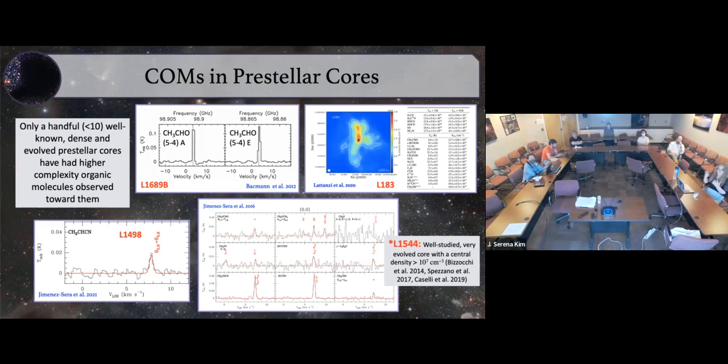But what about other cores or younger cores? At what stage do we stop seeing complex organics? How early do we see them? These are all questions that I wanted to answer.